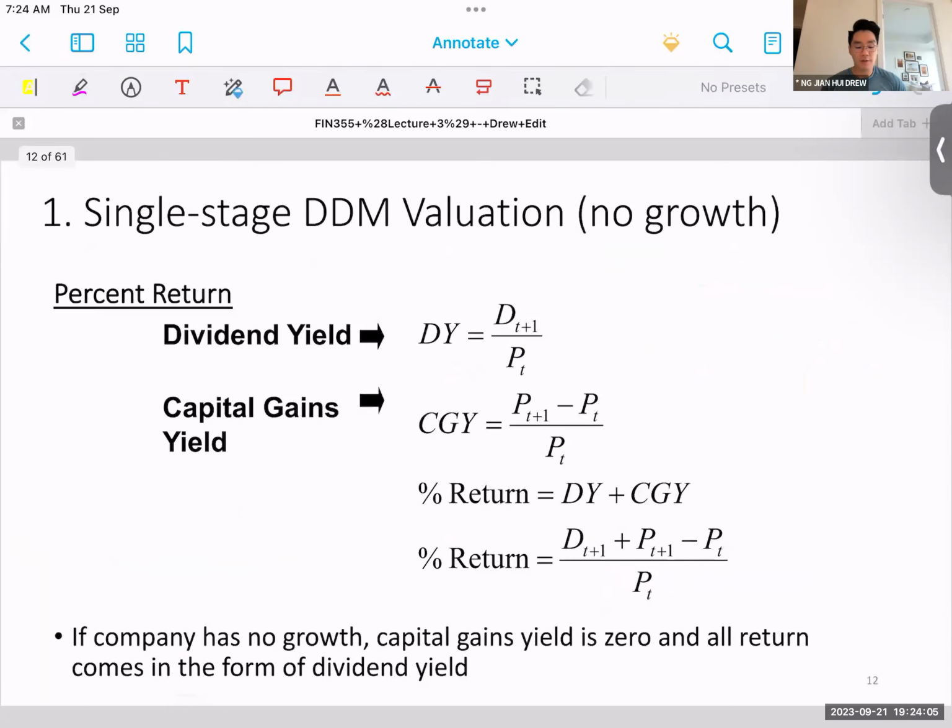Okay, so in terms of the returns, there are two kinds of returns whenever you hold a stock. You can either get a dividend yield, right? When you hold a stock, you get dividends, or you get capital gain. So you usually get a mixture of both. Now, if the company has no growth, the capital gain yield is zero because the company is not growing. It means all the return comes in the form of dividend yield. So this is another way of understanding it. When you hold stock, it can be either dividend or capital gain. But if there's no growth, there's no capital gain yield. So everything comes from your dividend yield.